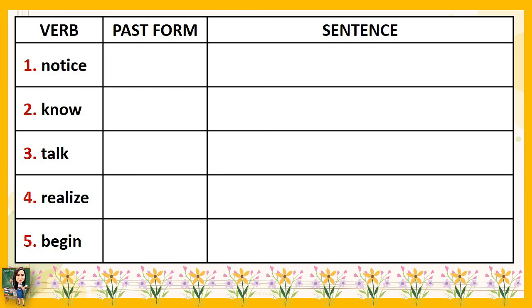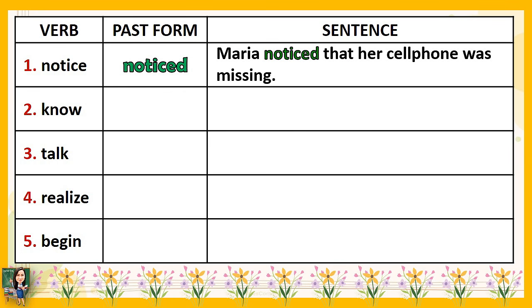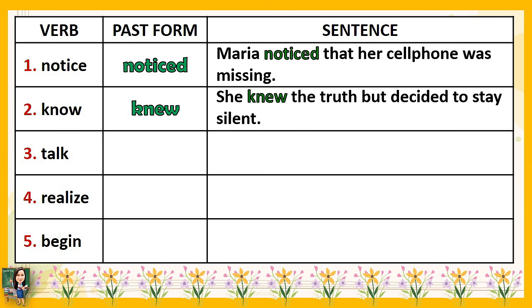For number 1, the past form of the verb notice is noticed. We add D. And here is my example sentence. Maria noticed that her cell phone was missing. Number 2, know. The past form of the verb know is knew. Change the spelling. And here is my example sentence. She knew the truth but decided to stay silent.